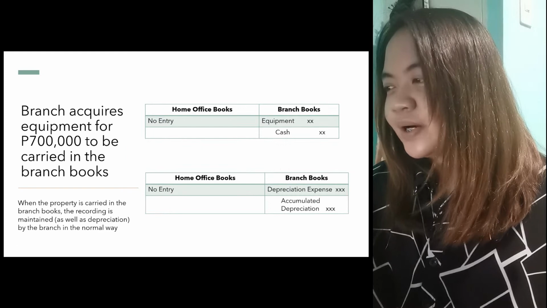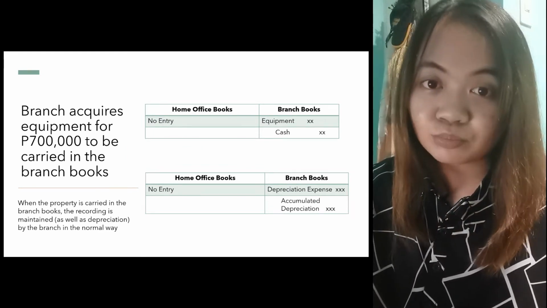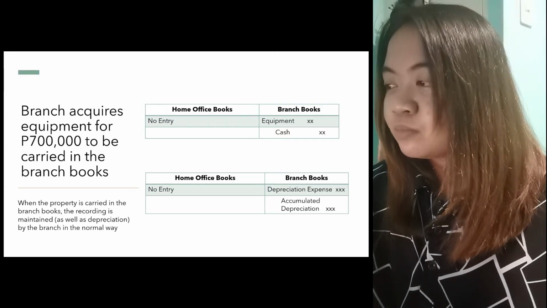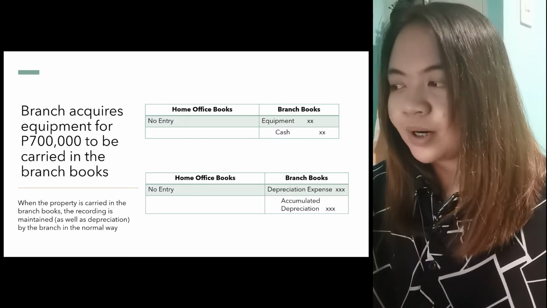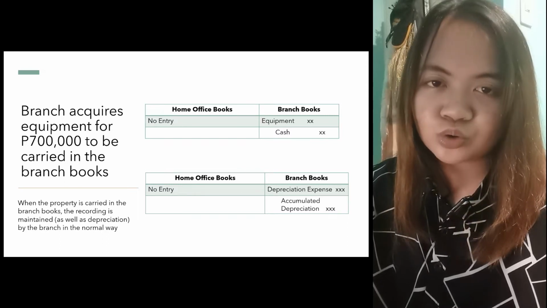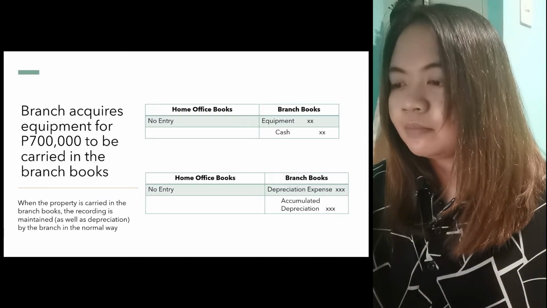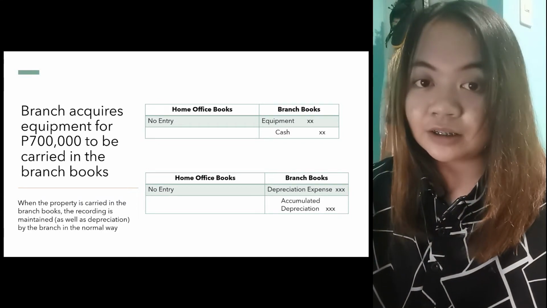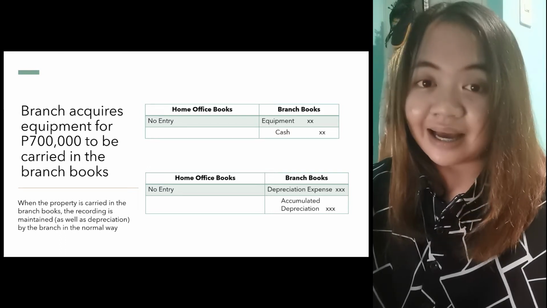Next, branch acquires equipment for 700,000 to be carried in the branch books, with emphasis na to be carried siya sa branch books, and ang bumili is ang branch. Okay? Remember, titingnan yung pinagkakaiba-iba ng transactions. So, sa home office books, walang entry. Sa branch books, you have debit equipment and then credit cash.